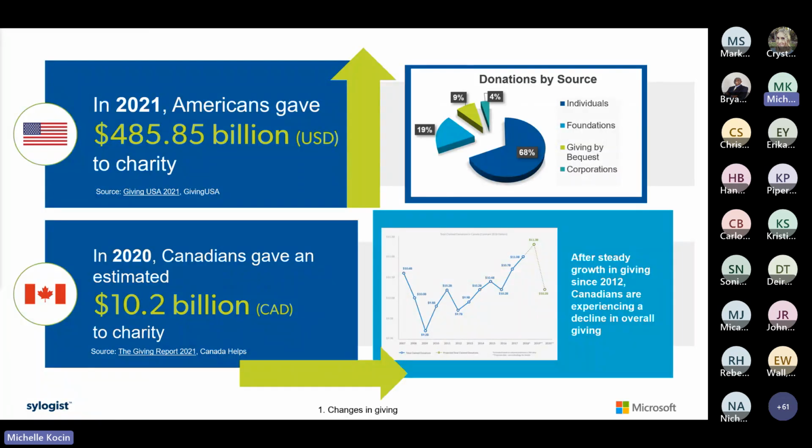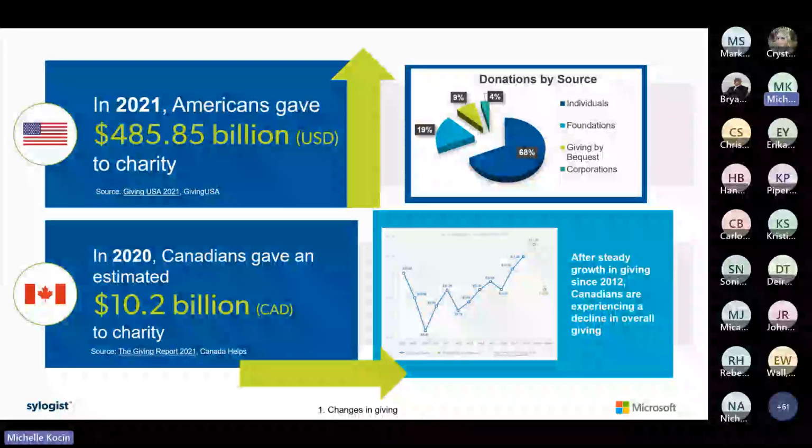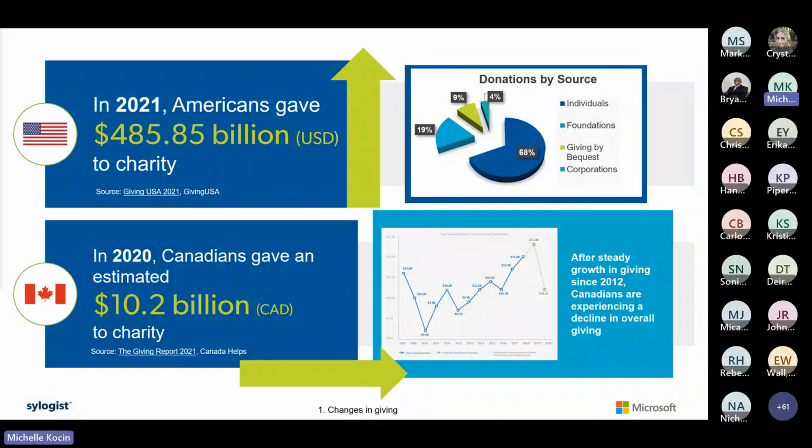The first point we wanted to talk about was the giving market, and you can see from this slide, in general, in the U.S., the amount of giving has stayed pretty flat over the last couple of years. In 2021, it was $485.85 billion, and the largest percentage of those donations came from individuals. On the pie chart there, there's individuals, and then the green is giving by a bequest. So that's people that give donations via their will. Those together are almost 80% of donations.